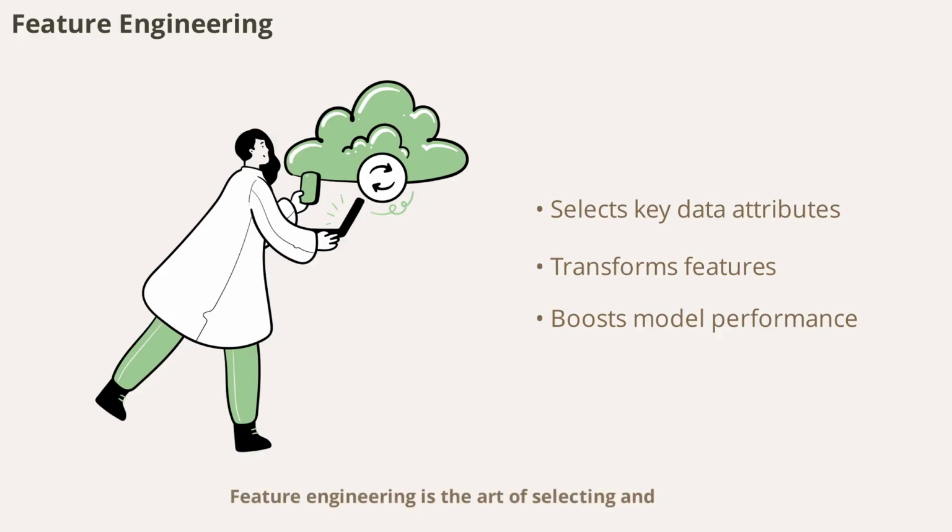Feature engineering is the art of selecting and transforming the right data attributes to improve model performance. Not all data points are equally useful. Some features have a bigger impact on predictions than others. By creating new features or modifying existing ones, data scientists can help algorithms learn more effectively. This step often requires creativity and domain knowledge, making it a key part of the machine learning workflow.